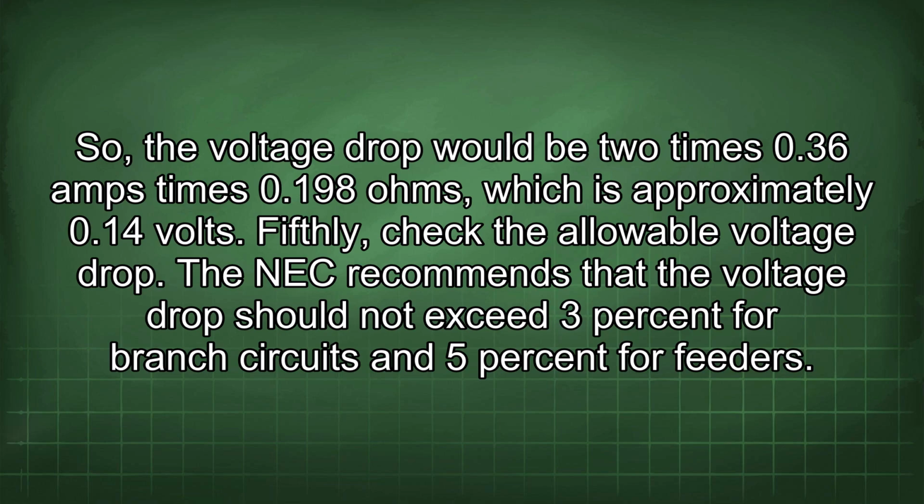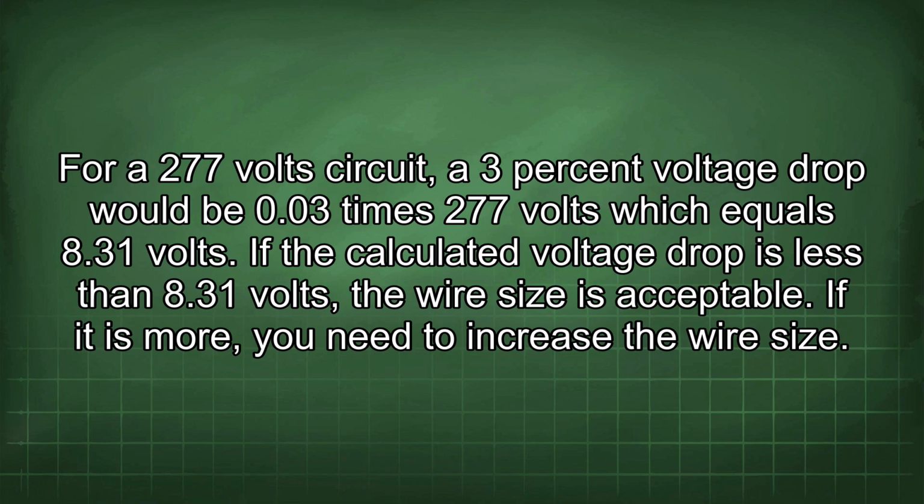Fifthly, check the allowable voltage drop. The NEC recommends that the voltage drop should not exceed 3% for branch circuits and 5% for feeders. For a 277 volt circuit, a 3% voltage drop would be 0.03 times 277 volts, which equals 8.31 volts. If the calculated voltage drop is less than 8.31 volts, the wire size is acceptable. If it is more, you need to increase the wire size.